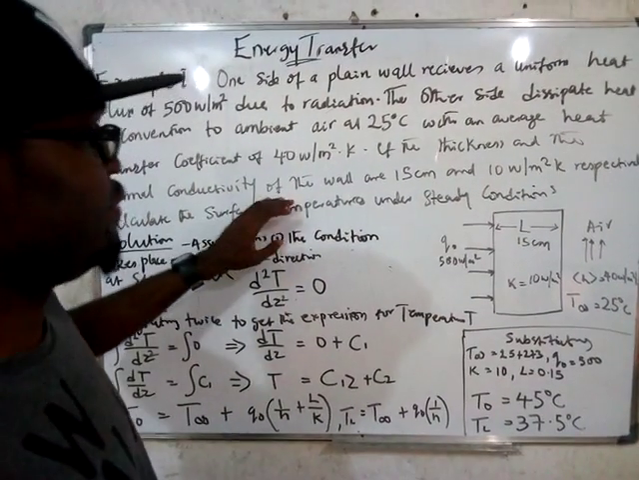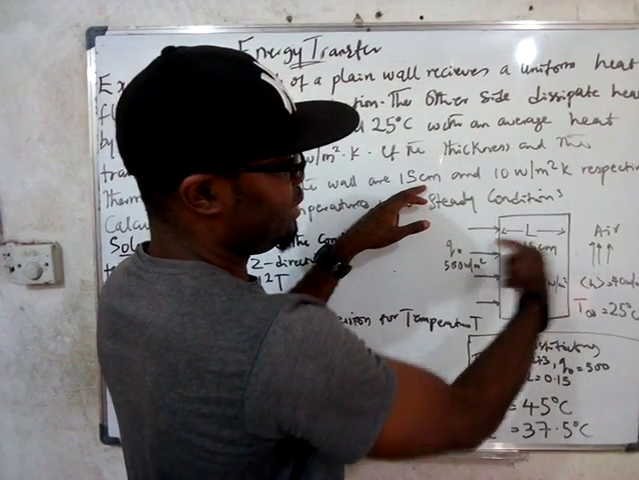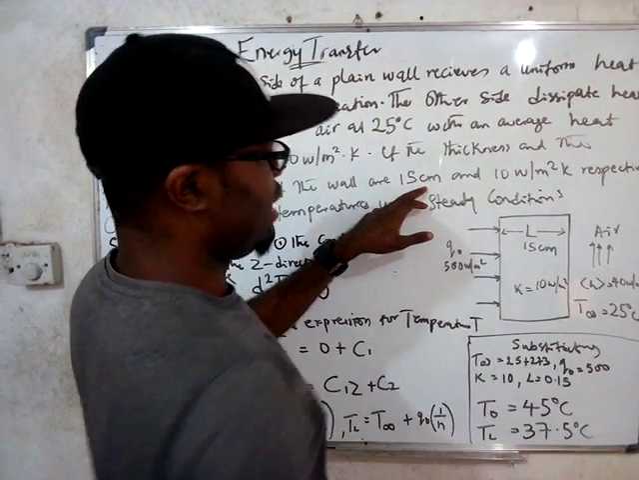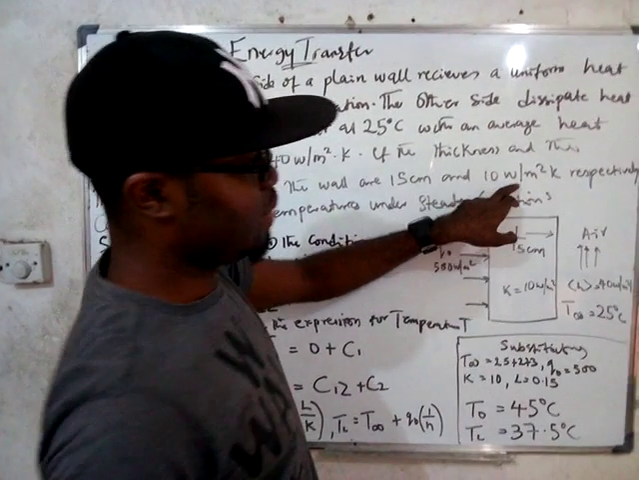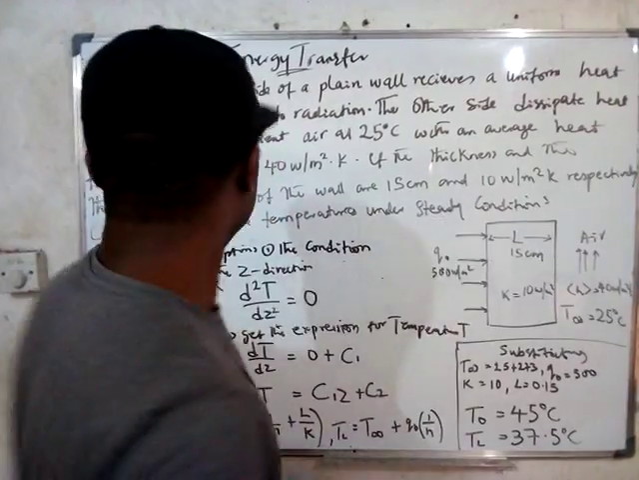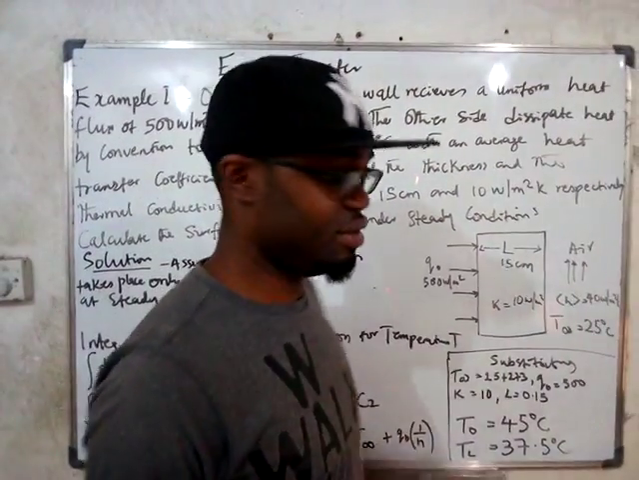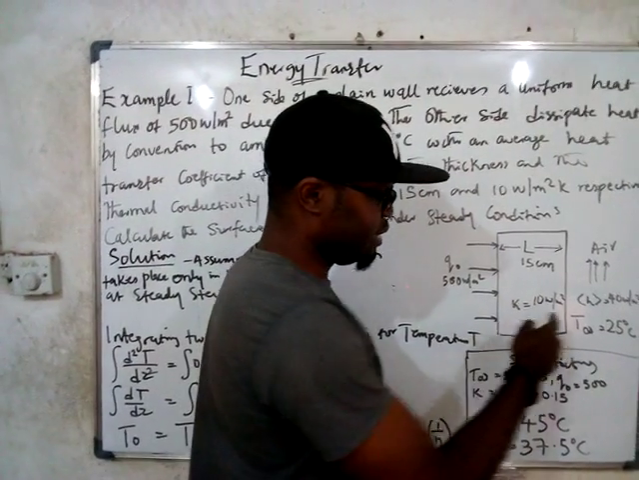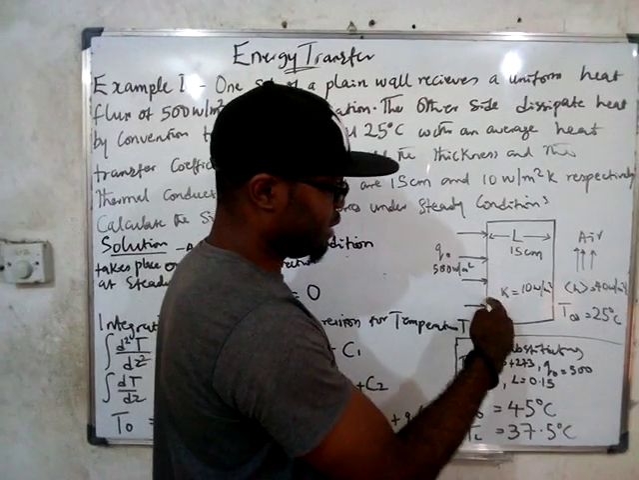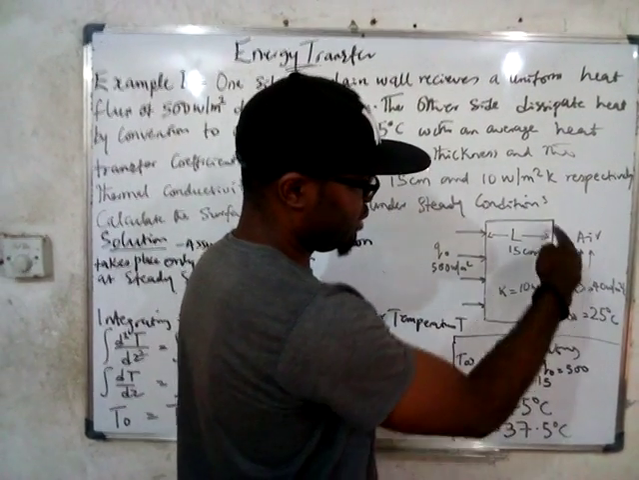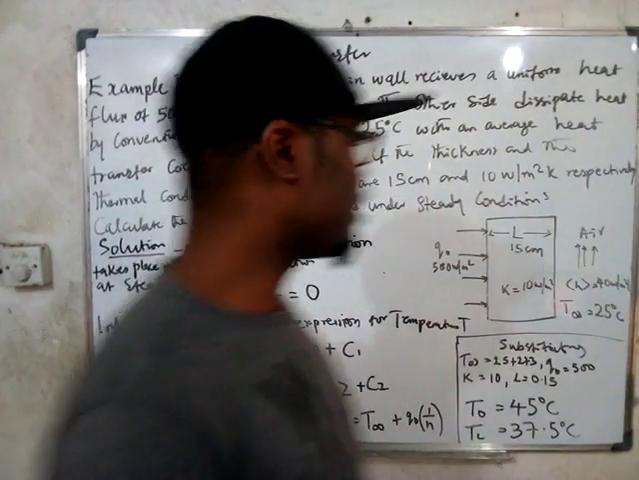Now, the thickness of the wall, the distance between the faces, is 15 cm, and the thermal conductivity k of this wall is 10 watts per meter Kelvin. Calculate the surface temperature under the steady condition. So find out the temperature here and the temperature here. What is the surface temperature? The temperature on this first side is T0, whereas the temperature on this other side is TL. So that is what they want you to calculate.